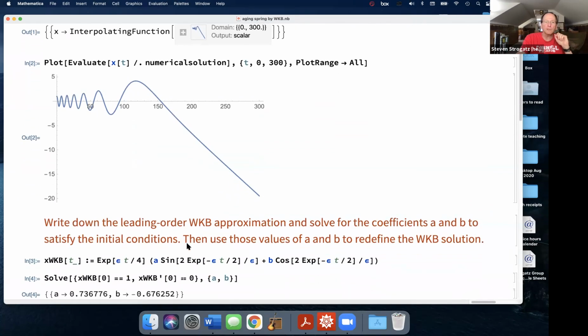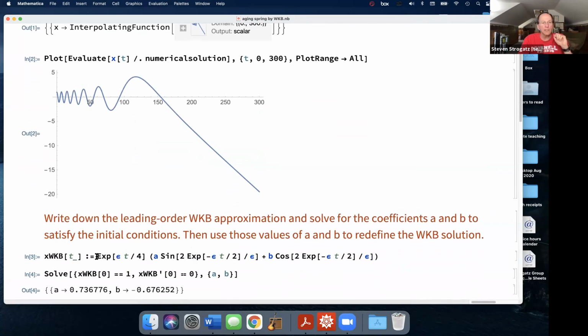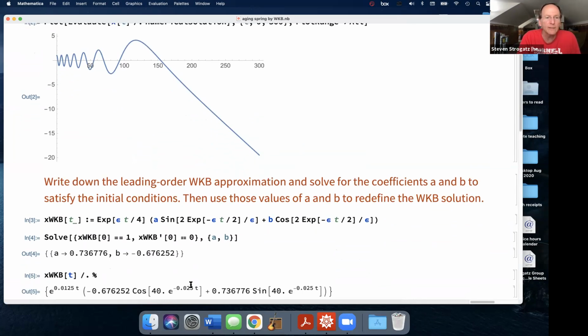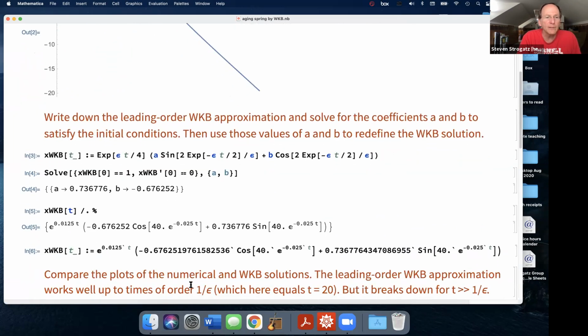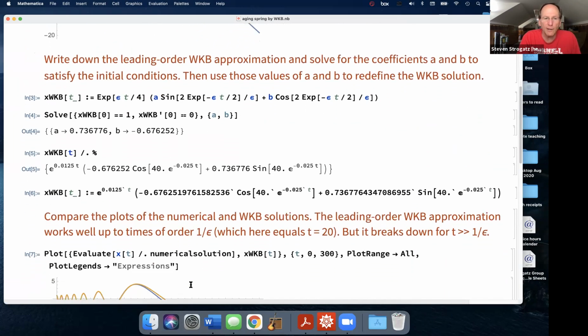So the WKB solution I just wrote down, here it is: exponential epsilon t over 2 times a sine of that interesting argument plus b cosine of that interesting argument. And then I have to calculate the a and b to satisfy the initial conditions. So I told it to do that, and Mathematica returned these weird numbers for a and b. I plug them in, I get the WKB solution, and now let's look at the plot.